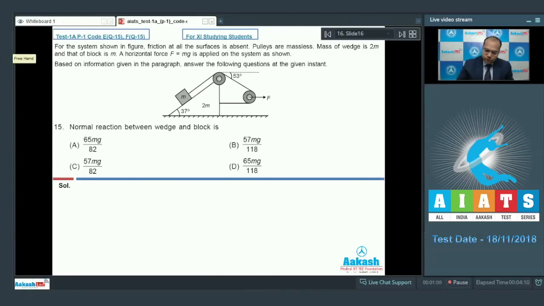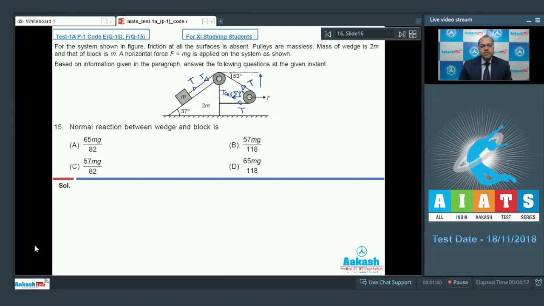If I draw the free body diagram at this instant, then tension T is acting in this direction, T in this direction, T in this direction, and T in this direction. If I resolve the forces, this angle is 53, so this angle is also 53. The component of this tension in the horizontal direction will be T cos 53 degree, and in the vertical direction the component will be T sin 53 degree.